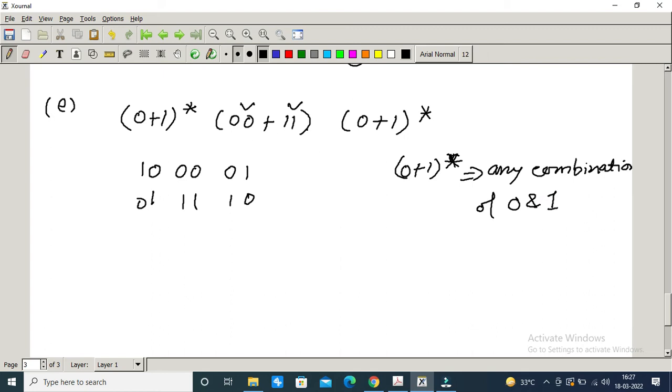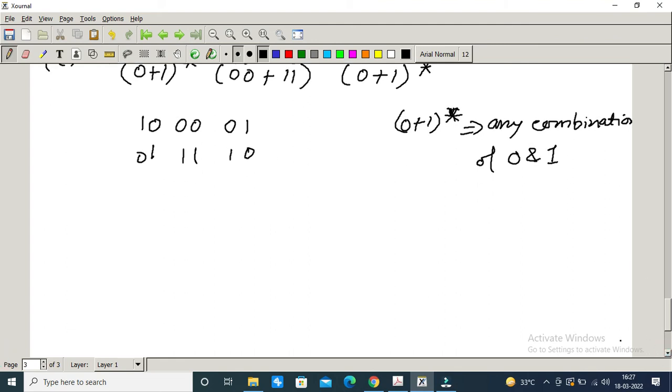And 00 plus 1 is fixed, because the machine that we are going to build must be like that. It must consider all the combinations of 0 and 1, ending with 0, starting with any combination of 0 and 1, but in between it must accept the pair of zeros or the pair of ones.